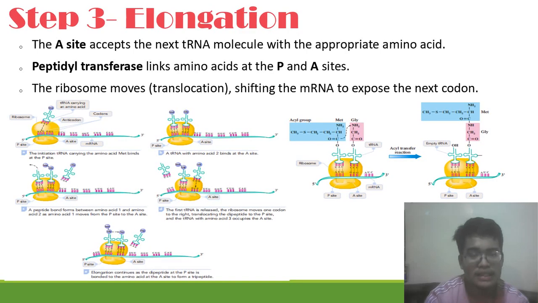So again, in elongation, the A site, or the aminoacyl site, accepts the next tRNA molecule with the appropriate amino acid. And then the peptidyl transferase links amino acids at the P and A sites. Again, the enzyme peptidyl transferase links amino acids at the P and A sites. And then the ribosome moves, and the movement is called translocation, shifting the mRNA to expose the next codon.